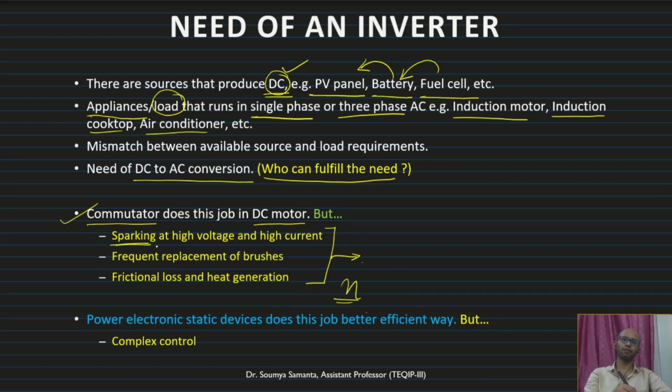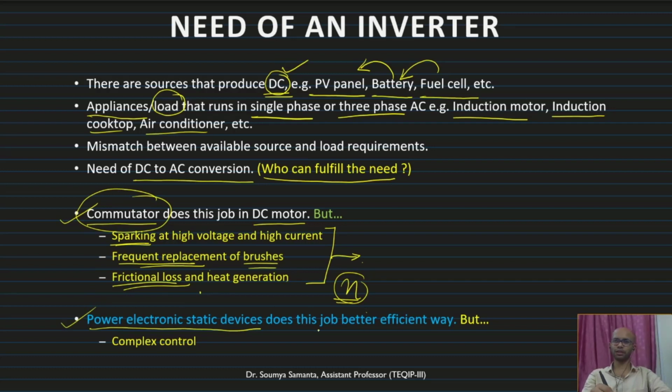There is the problem of sparking, the requirement of frequent replacement of the brushes, and we have frictional losses. Therefore efficiency is low. Now definitely the power electronic static devices, as this is rotating in nature and this is static in nature, obviously provide better efficiency. So power electronic converters do the same job with better efficiency, but there are certain problems.